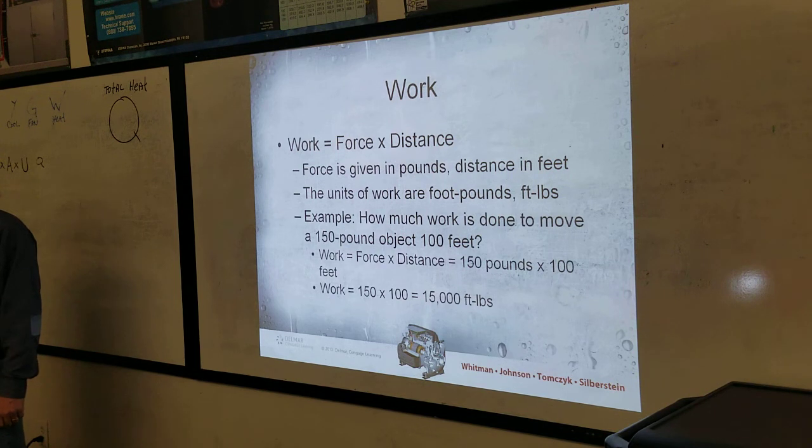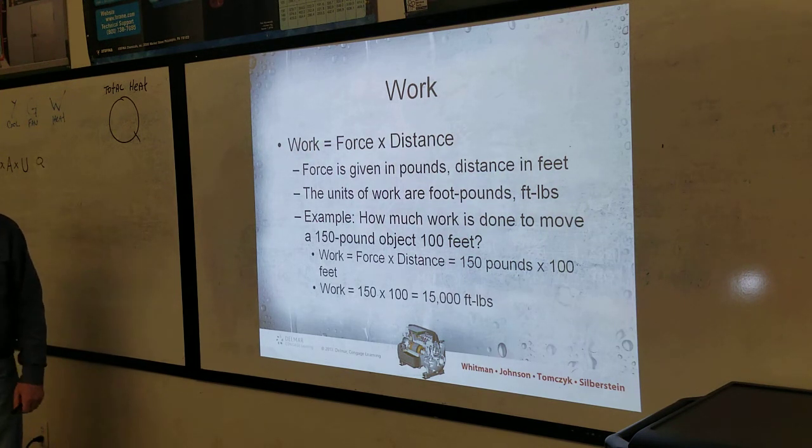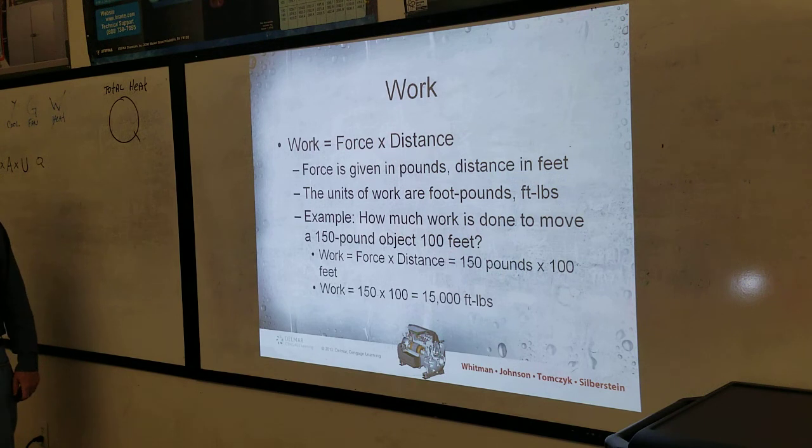Work equals force times distance. Force is given in pounds, distance in feet. The units of work are foot-pounds. Example, how much work is done to move a 150-pound object 100 feet? Work equals force times distance equals 150 pounds times 100 feet. 150 times 100 equals 15,000 foot-pounds.